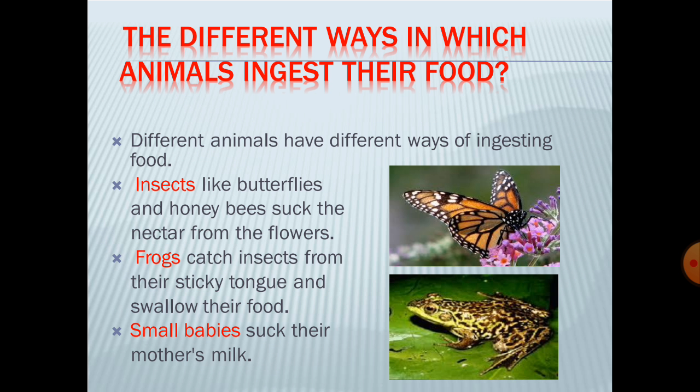The different ways in which animals ingest their food. There are different ways of ingesting food. Insects like butterflies and honeybees suck the nectar from the flowers. Frogs catch insects with their sticky tongue and swallow their food. Small babies take milk from their mother.